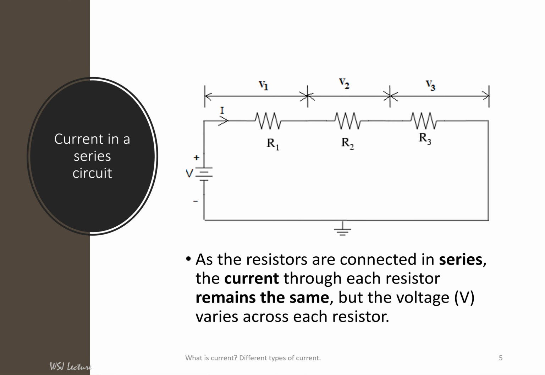Current in a series circuit. In the circuit, the three resistors are connected in series. When the resistors or electrical equipments are connected in series, the current across each resistor or equipment remains the same. For example, if the total current across the circuit is 2 amps, the current across resistor R1 will be 2 amps, the current across resistor R2 will be 2 amps, and the current across resistor R3 will also be 2 amps. So the current across each resistor remains the same.